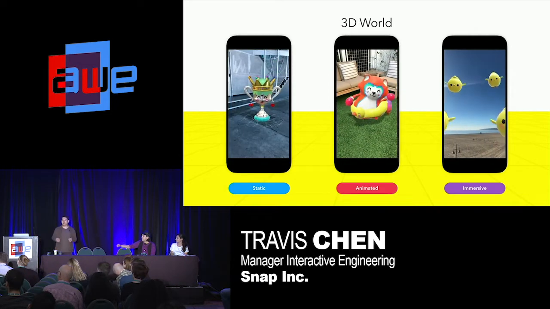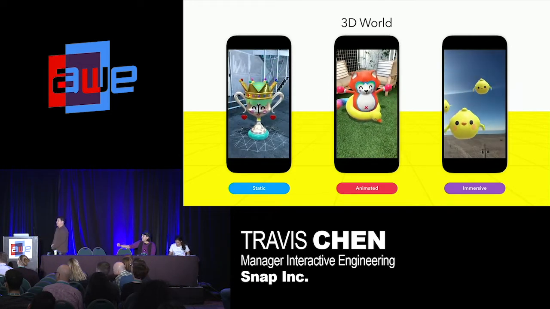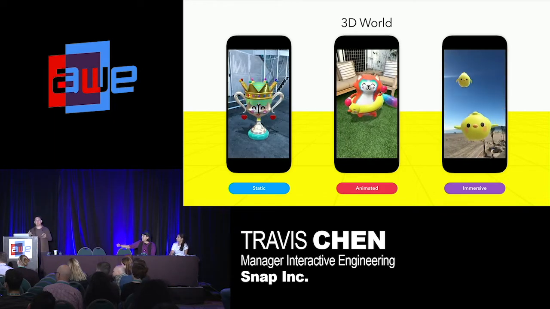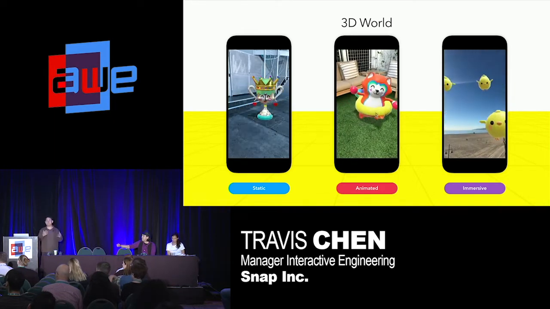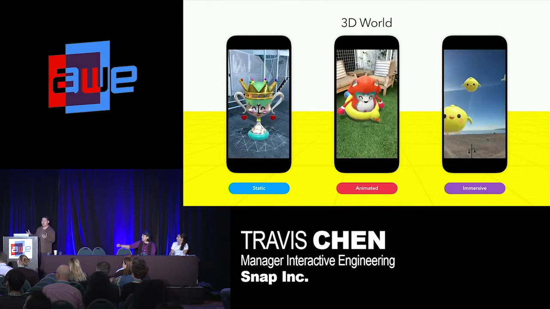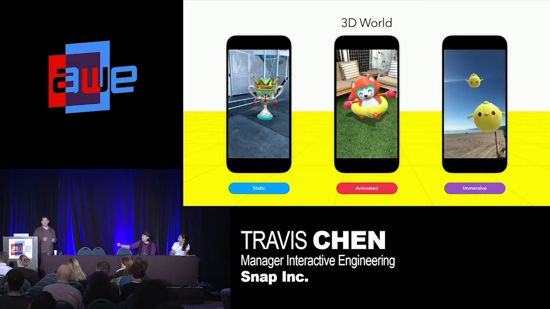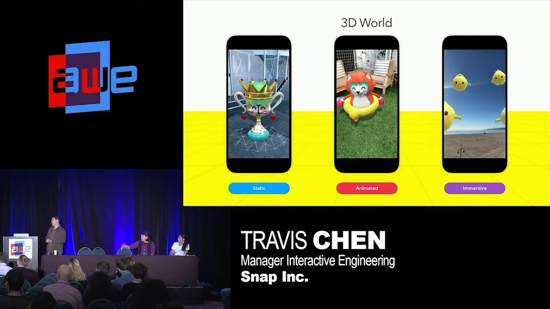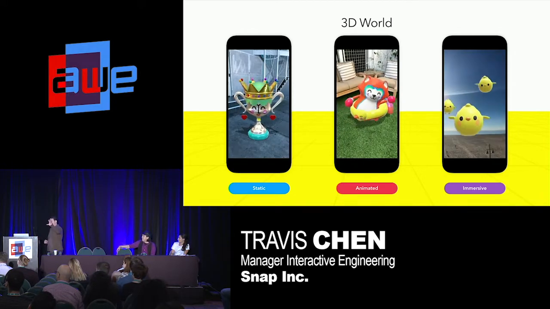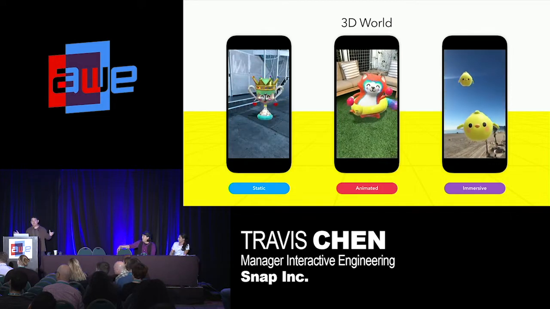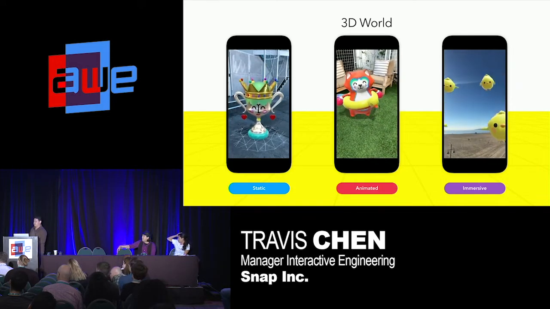So here's a sampling of our 3D world lens experiences. The static object template allows you to place a static 3D model in the world, almost like a piece of furniture, let's say. The animated object template builds on that by adding looping animation. So compare this to our dancing hot dog lens. The look around immersive template lets you surround the user with content using the device's gyroscope.